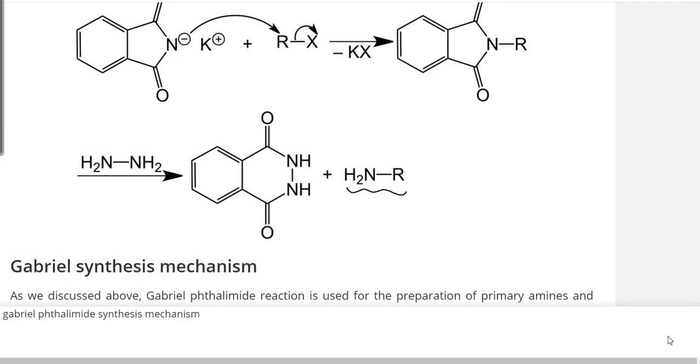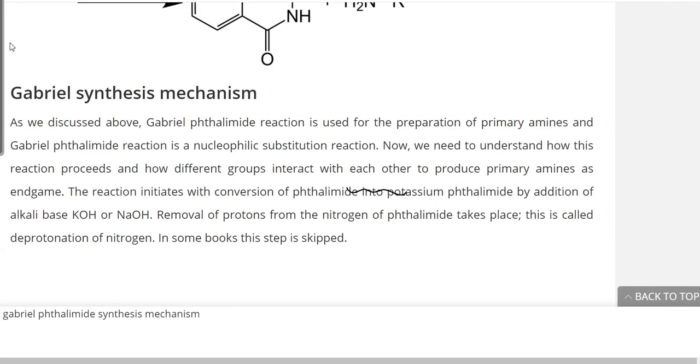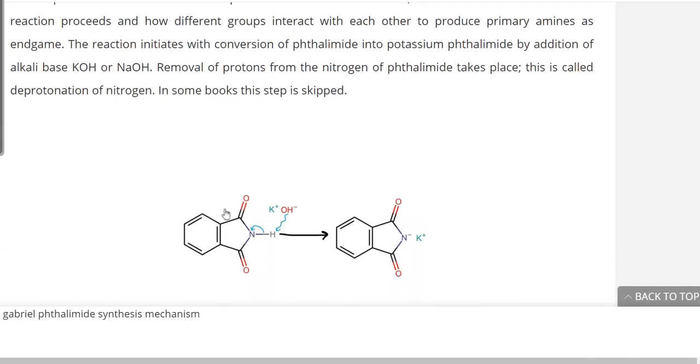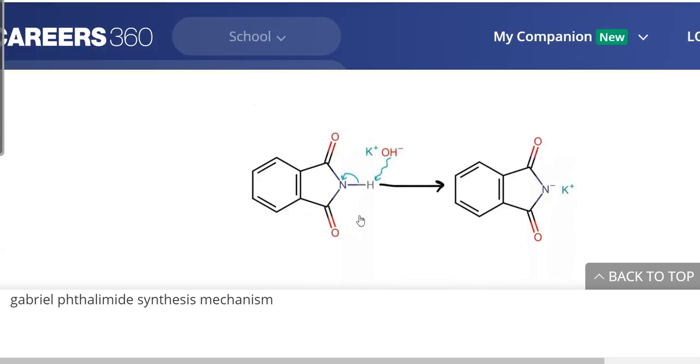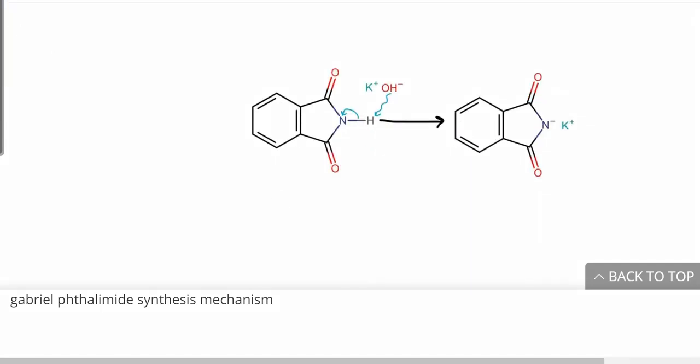what is the mechanism by using which we are obtaining this primary amine here? So here first, in the Gabriel synthesis we will observe that the phthalimide, P-H-T-H-A-L-I-M-I-D-E, phthalimide, it is reacting with KOH. Okay, so here KOH, it is having K plus and OH minus, and here the deprotonation of phthalimide will take place.